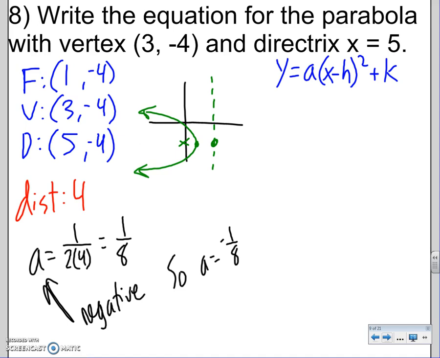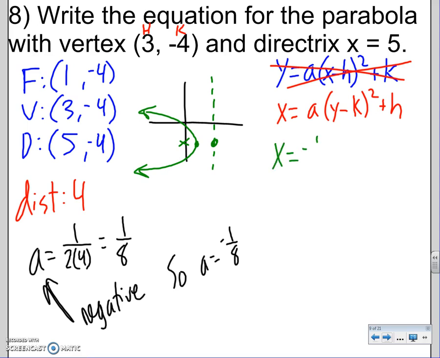Alright, we have our A, we have our H right here, and K. It's a sideways parabola, so that's the wrong equation. We're going to use x equals a(y minus k) squared plus h. Let's cross this out. We fill it in, then we're done. So x equals a, which was negative 1 over 8. Y is the opposite of k. Opposite of negative 4 is positive 4, squared. h is positive 3. There's my equation there.